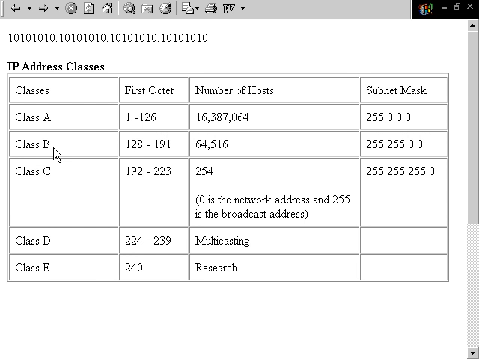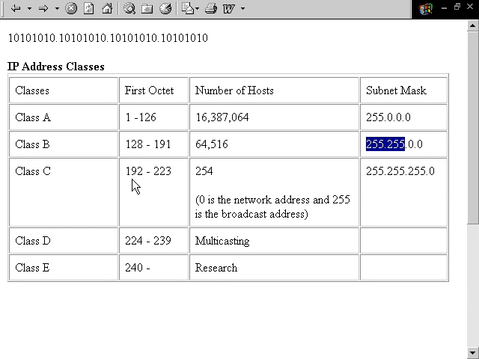So Class B ranges from 128 through 191, so that means the numbers in the first octet will have one of these numbers, anything in between. You have 64,516 possibilities, and your subnet mask is going to be 255.255.0.0. This is going to mask the first 2 octets. That'll leave these 2 for your host addresses.